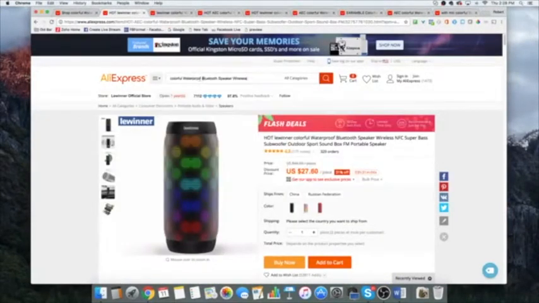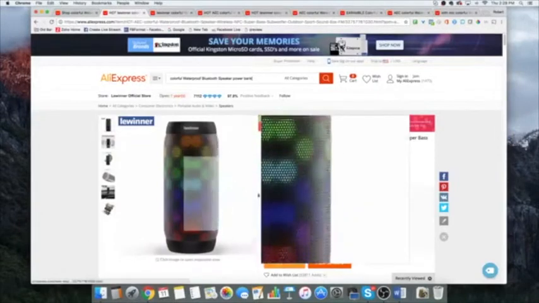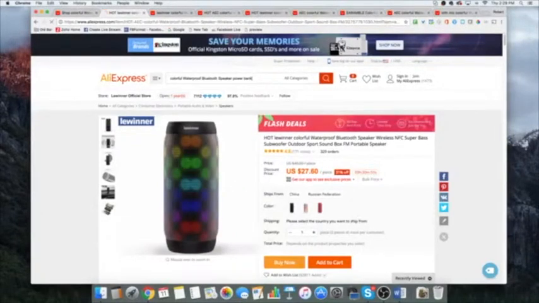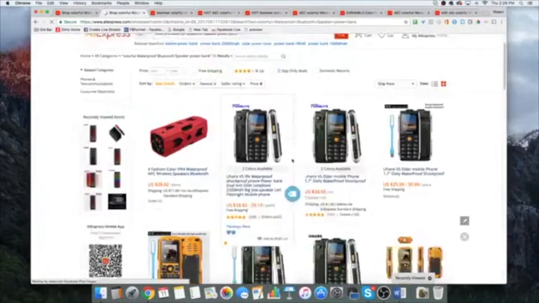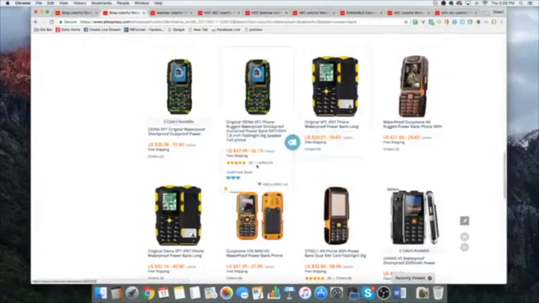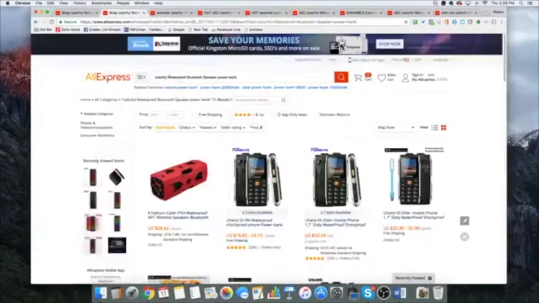I'm going to search colorful waterproof Bluetooth speaker, wireless. Let's put power bank. Now this one is $27.60, but let's look at how much a power bank one is. Oh wow, they're not even going to come up. Of course, it's going to make me look bad. Maybe if I search other terms, waterproof color. Let's see.